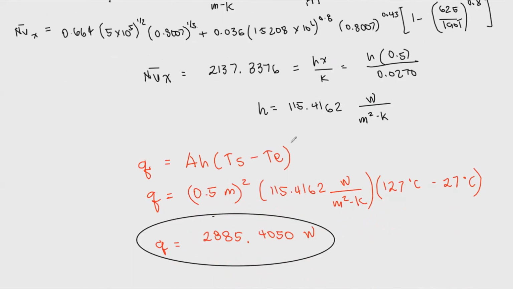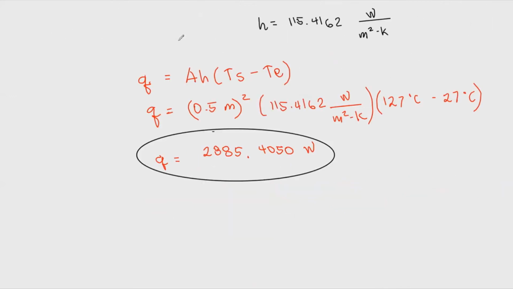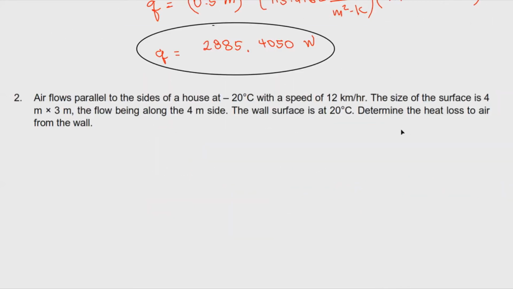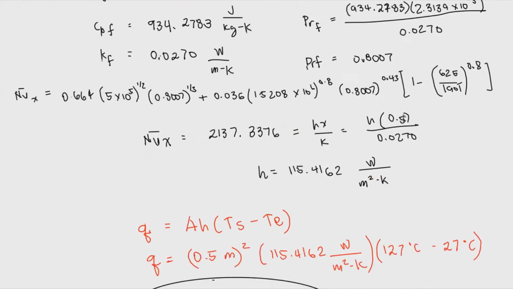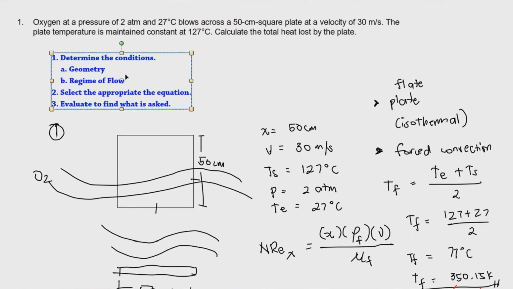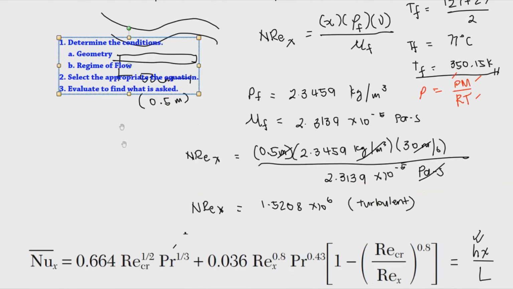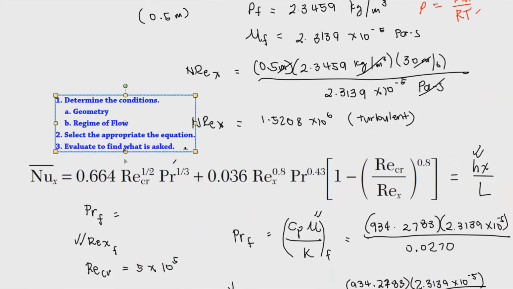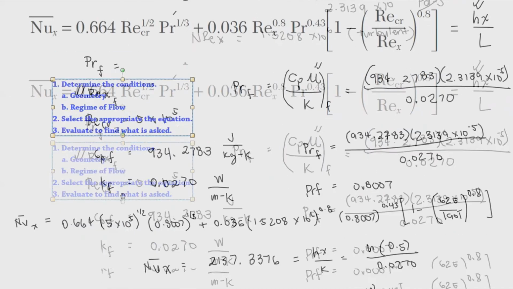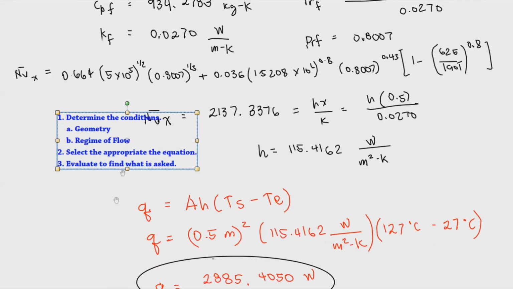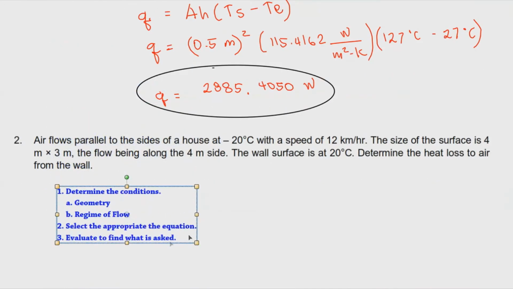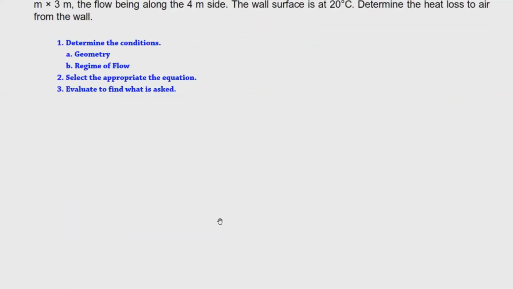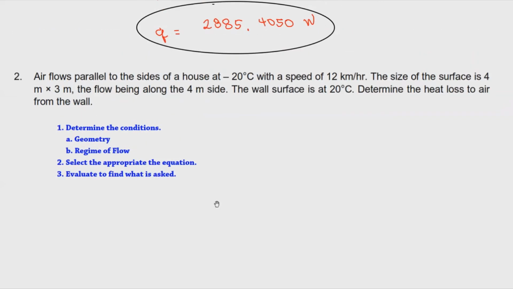So with that ends the first problem. Let's move on with the second one. I want you to read it and understand it, and let's do the things that we need to do here, just the 3 steps. Let me copy it. We'll always be reminded by the 3 general steps that we use to solve any kind of convection problems. As I've been telling you, the most difficult thing here is to determine the value of the convective heat transfer coefficient.